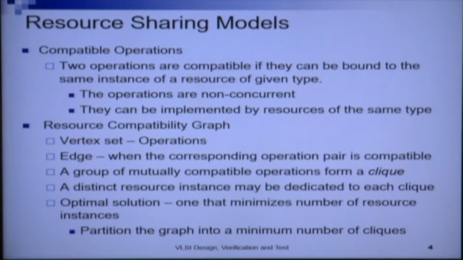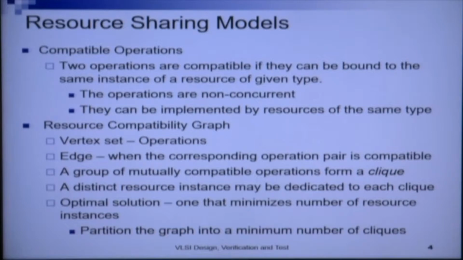Now, with the definition of compatibility, we will take a look at two types of resource sharing graphs. First is the resource compatibility graph, the other will be the resource conflict graph. These two resource sharing graphs we will understand. So, what is a resource compatibility graph? In the resource compatibility graph, the vertex set are operations. There is an edge between two operations if these two operations are compatible, which means that there will be an edge between these two operations if both these operations are not scheduled at the same time step and both these operations can be executed by an operator of the same type.